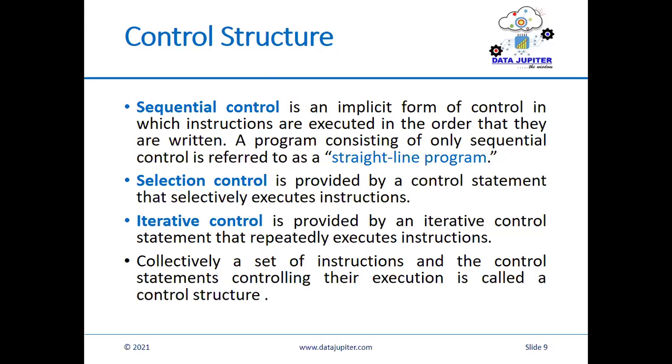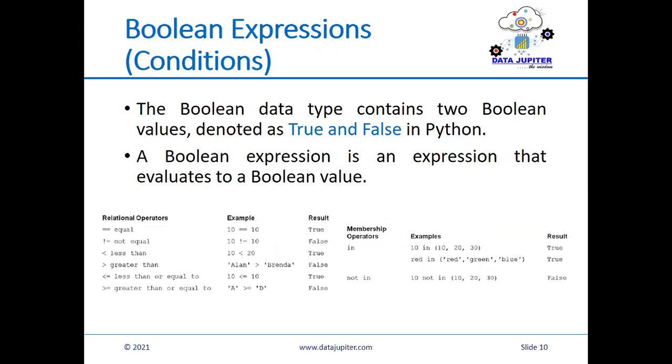Before going to it, yesterday we discussed Boolean, true or false. I will share this slide. There are two types of operator. One is relational operator. Another one is membership operator. Membership operator means whether 10 in (10, 20, 30) is true. 10 not in (10, 20, 30) will be false because 10 is already there in (10, 20, 30). If you apply not in, it is a false statement.